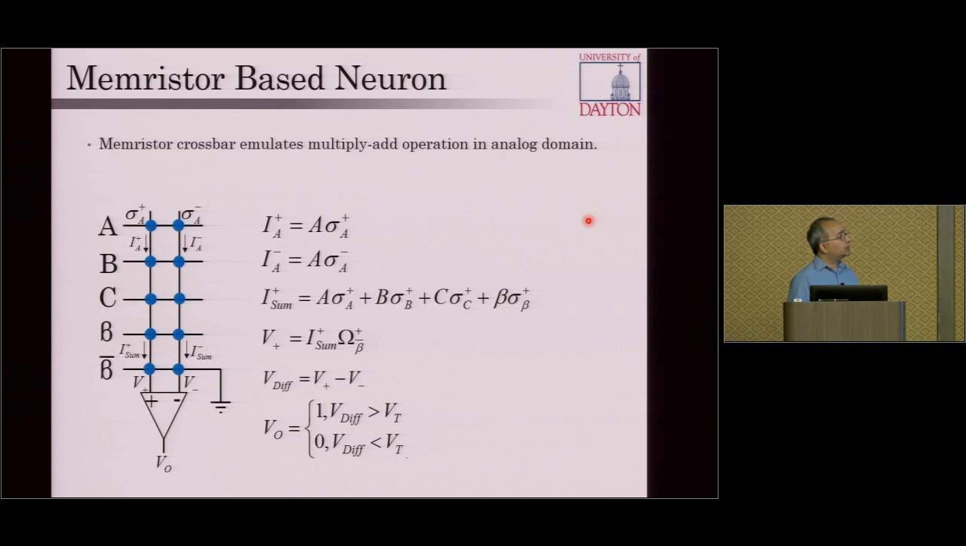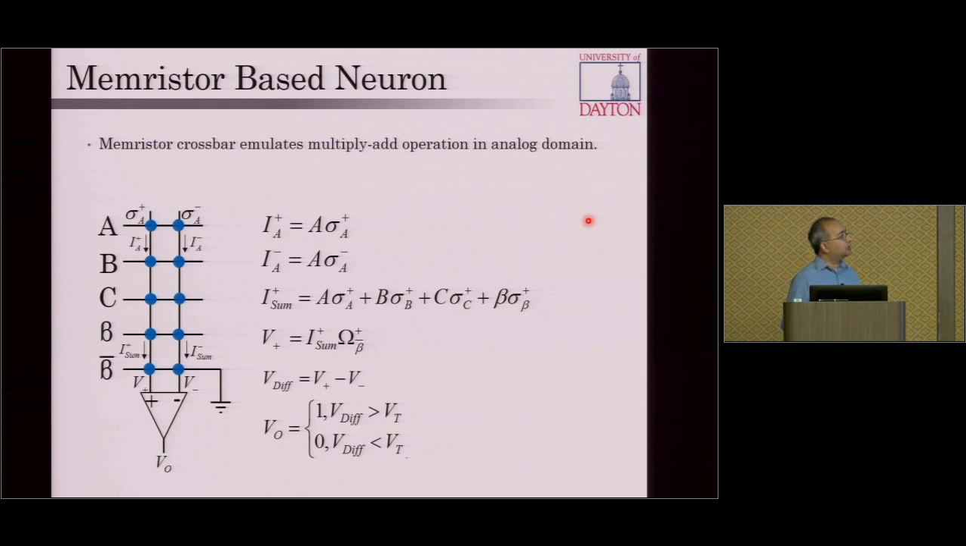And the total current on this vertical line is going to be given by voltage times conductance plus another voltage, which is the second input over here, times the conductance associated with that, and so on. So over here, you're getting a multiply-add done all in the analog domain in parallel. And so you have two voltages on the input to the comparator. And based on the difference between these two, the output's going to be either 0 or 1 in this case.